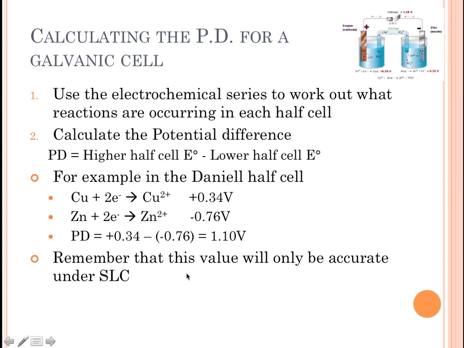But remember, it's only going to give us that if it's SLC, and we've got 1 molar solutions of both the copper ions and the zinc ions. Yeah, I know the zinc ions are a product, but they've still got to be there. Because if they're not there, then we can't complete the circuit through the movement of charged particles.